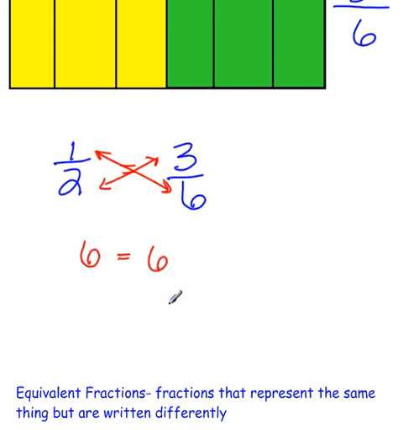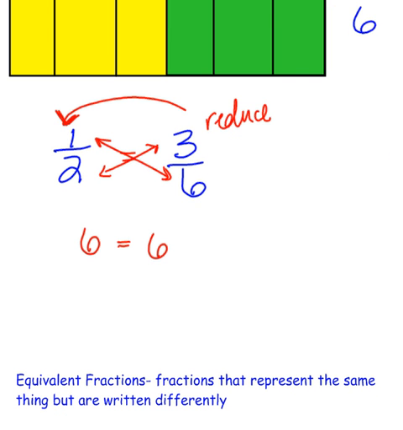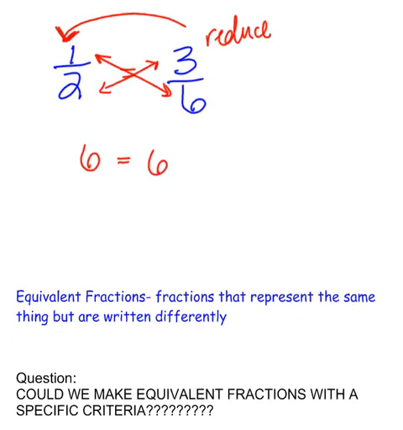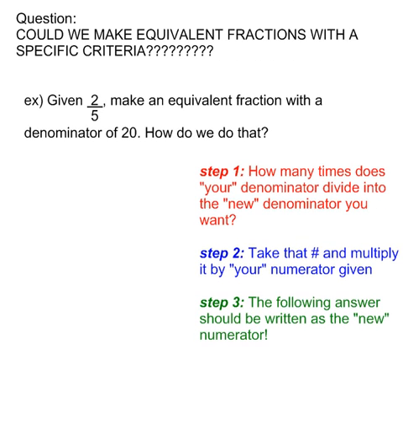Now, some of you are already seeing that 3/6, you could reduce that down and get 1/2. So there's a couple of ways that you can check to see if they are equivalent fractions. But they're fractions that represent the same thing but are written differently. Okay, so this is my question. Can we make an equivalent fraction with a specific criteria?